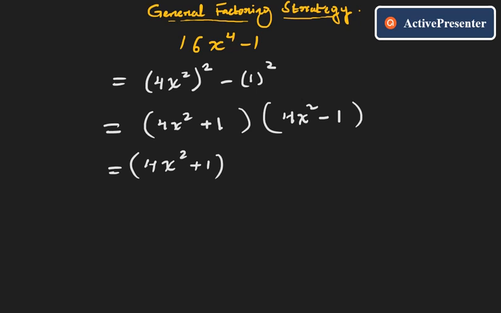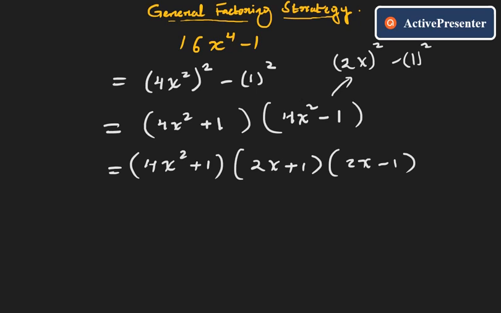However, this can be factored. This is like 2x all squared minus 1 squared. So it is the sum multiplied by the difference: 2x plus 1 multiplied by 2x minus 1. Now, can you factor this more? No. Therefore, when we examine the case, we cannot factor it more. So we are done factoring this binomial.